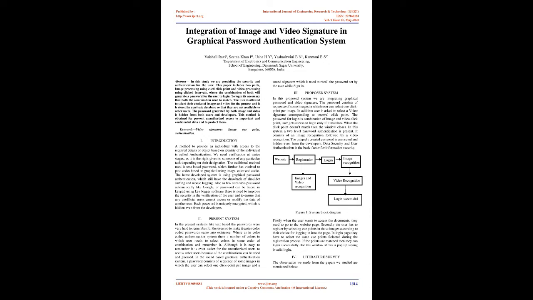The user is allowed to select their choice of images and video for the process, and it is stored in a private database so that they are not available to other users. The password generated by both image and video is hidden from both users and developers. This method is used to prevent unauthorized access to important and confidential data and to protect them. Keywords: video signature, image queue point, authentication.